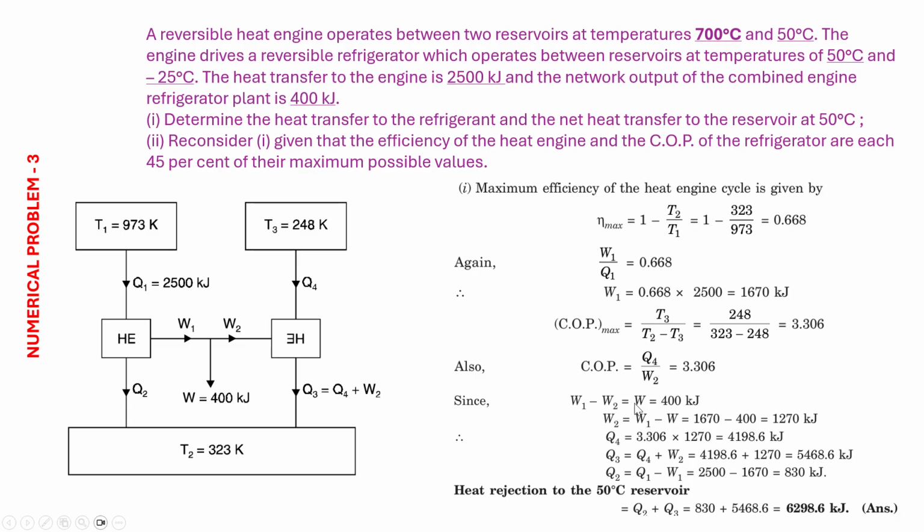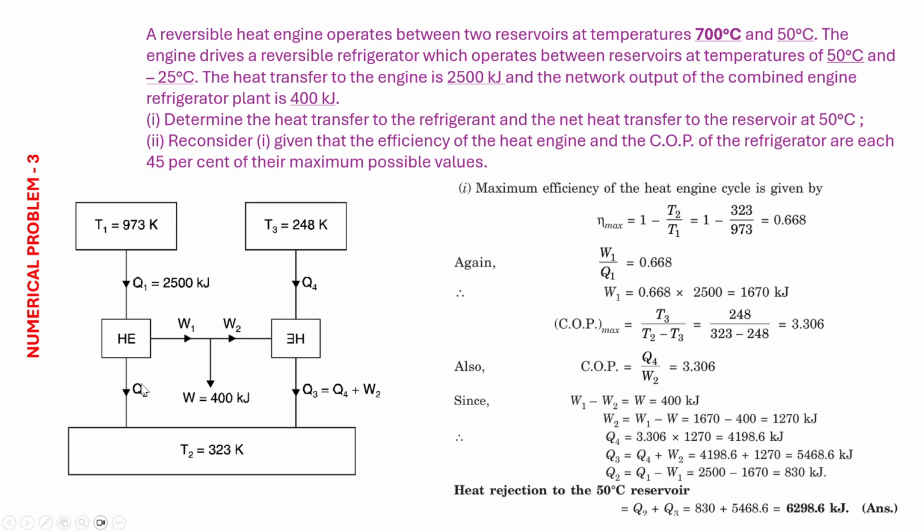We all know W1 minus W2 is equal to W, which is 400 kilojoule. Now, based on the computed value of 1670, we are able to have the value of W2. Then, on having the value of W2, we can go for computation of Q4 as 4198.6 kilojoule. On obtaining the value of Q4, we can go for the computation of Q3 using this formula, where we are having the value of Q3 as 5468.6 kilojoule. At last, on having the value of Q3, we are able to fill the space wherever we want.